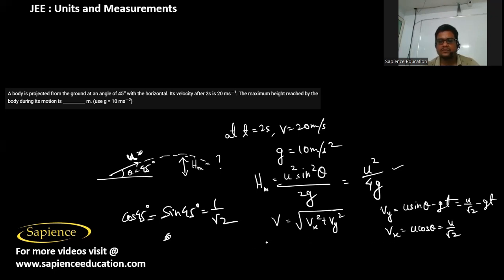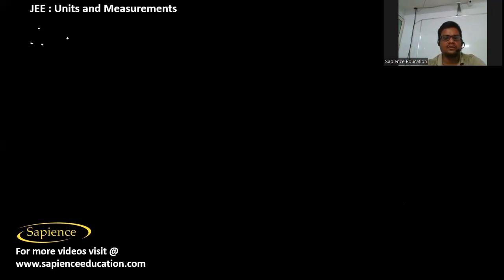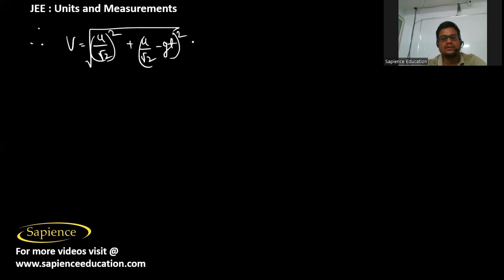Now v is equal to the square root of vx square plus vy square, that is equal to 20, the velocity at 2 seconds. So now the velocity will be equal to (u by root 2) whole square plus (u by root 2 minus gt) whole square. Now that is equal to 20 at t equal to 2 seconds.